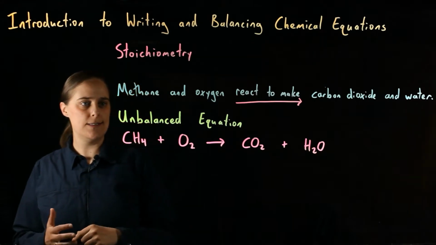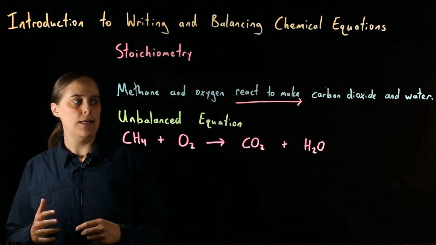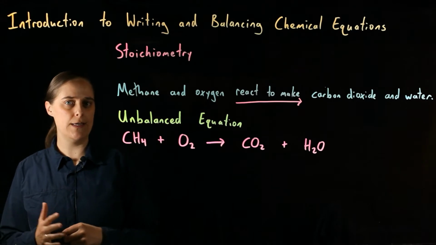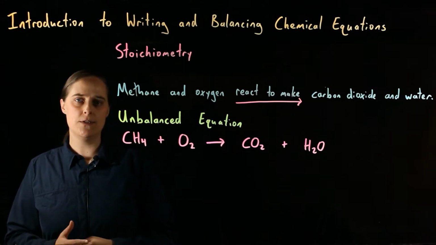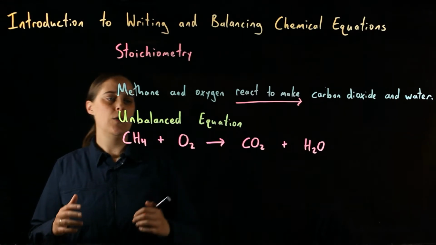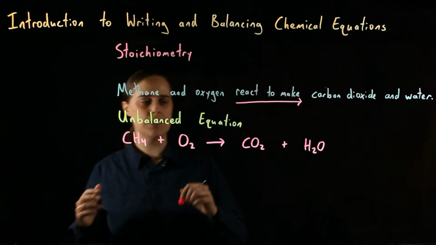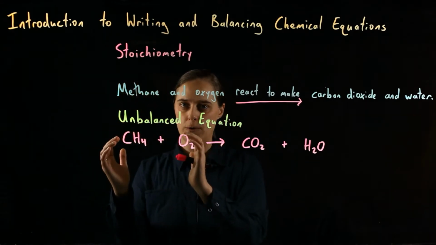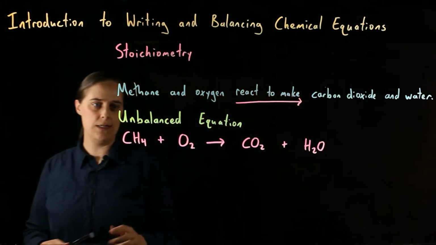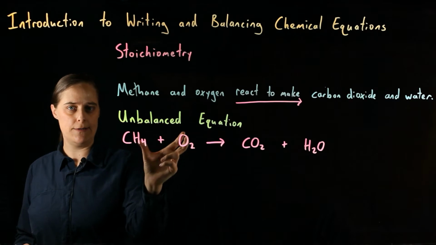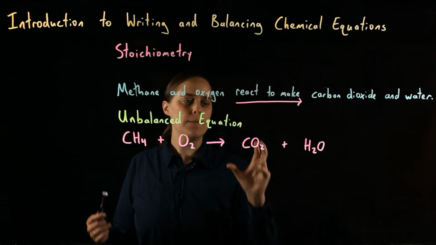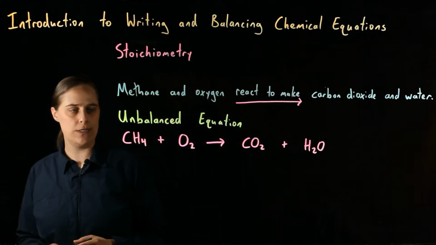Now the reason that this is called an unbalanced equation is because there is a problem with it. In the real world, during a chemical reaction, atoms are rearranged. They are not created, they are not destroyed. We need the same number of atoms of each element before a reaction and after. So an unbalanced equation tells you what your reactants are. Reactants are your starting materials. It tells you what your products are, but it does not tell you what ratio they are in.